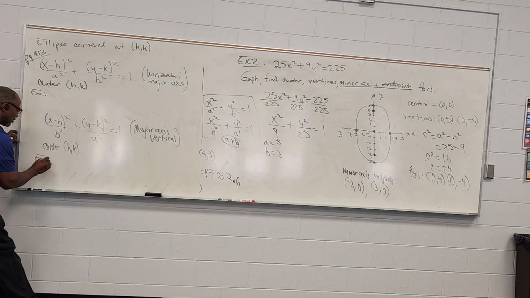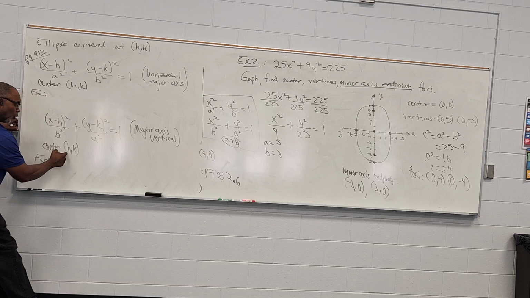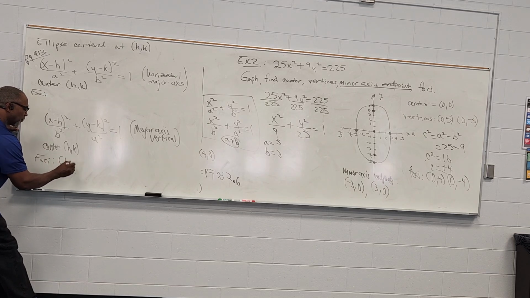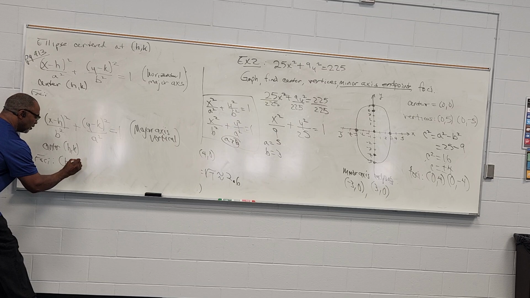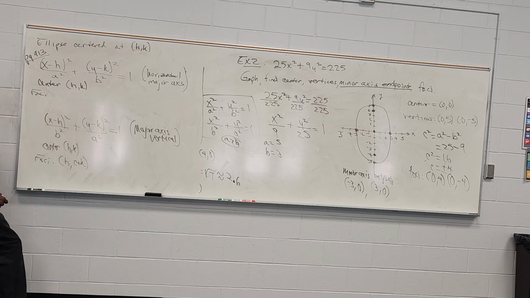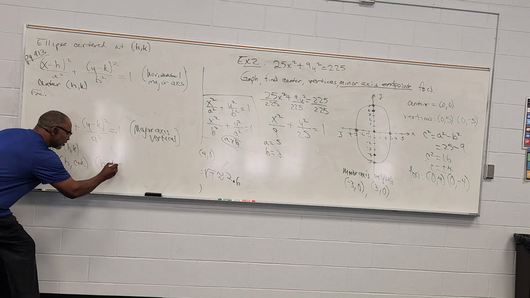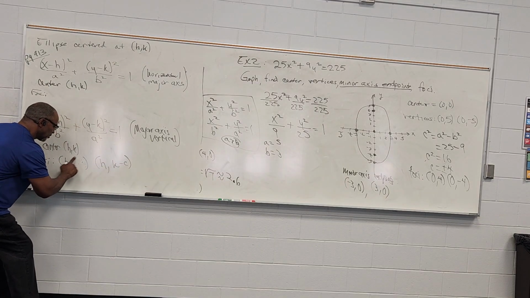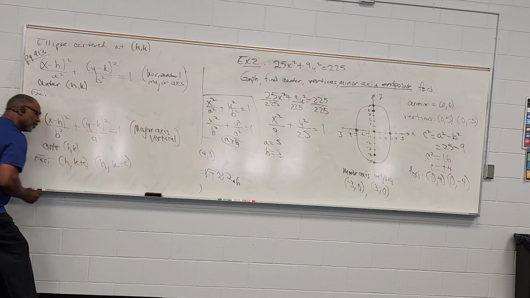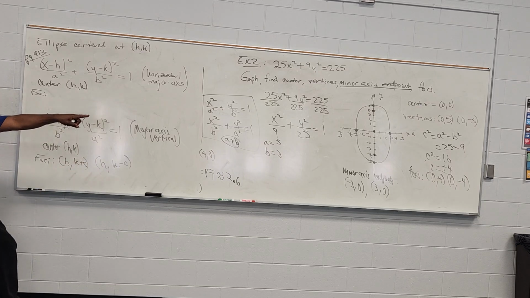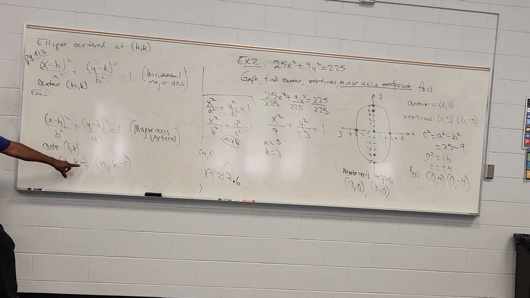So for the foci, whatever my center was, I'm going to add c to that to get my foci. And then I'm going to say (h, k minus c). So I should say k plus c here. If I've got a vertical major axis, to get that foci, I added c to the y coordinate to get that foci.